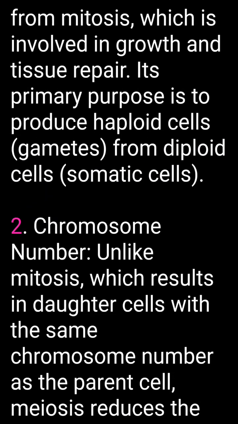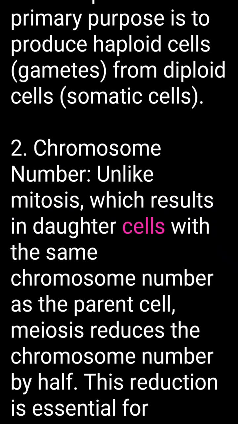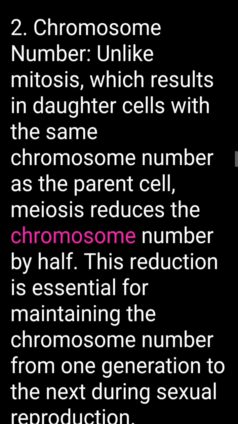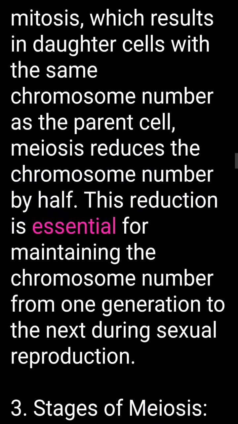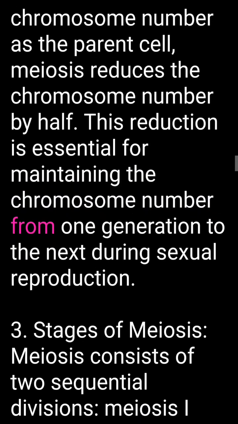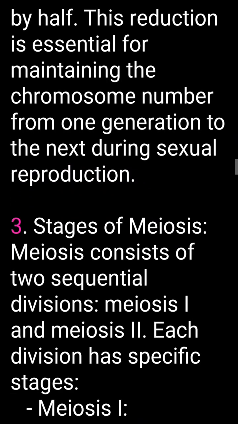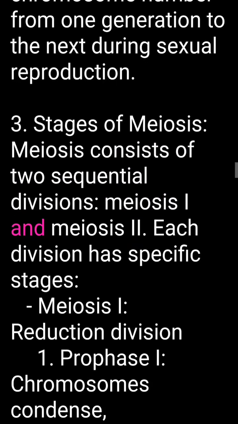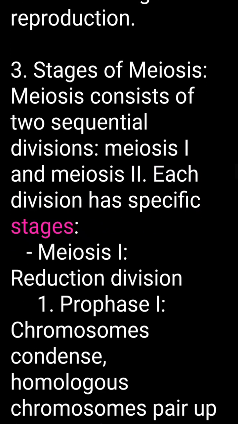2. Chromosome number. Unlike mitosis, which results in daughter cells with the same chromosome number as the parent cell, meiosis reduces the chromosome number by half. This reduction is essential for maintaining the chromosome number from one generation to the next during sexual reproduction. 3. Stages of meiosis. Meiosis consists of two sequential divisions, meiosis I and meiosis II. Each division has specific stages.